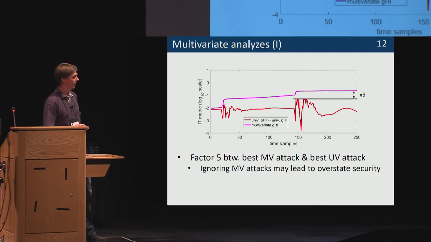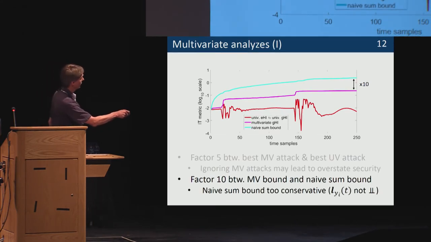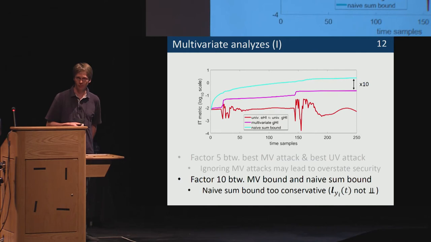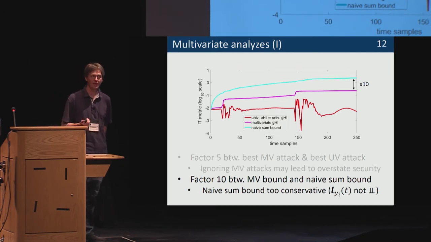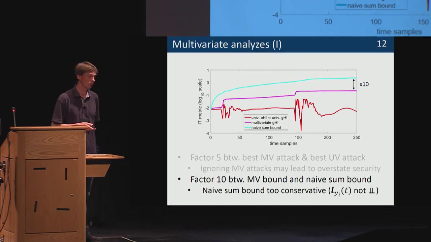which can be very substantial. And what's also interesting is that there's another factor 10 between this bound that we've just defined and the naive bound where you just sum the information of every point in time, which is essentially assuming that all the informations are independent, and it turns out it's not the case. So in this case, you would in fact be much too conservative.